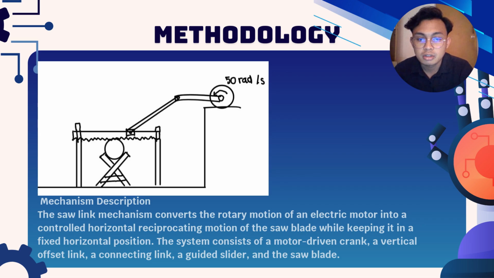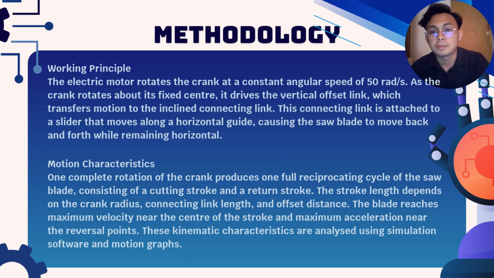First is the mechanism description. The sawing mechanism converts the rotary motion of an electric motor into a controlled horizontal reciprocating motion of the saw blade while keeping it in a fixed horizontal position. The system consists of a motor-driven crank, a vertical offset link, a connecting link, a guided slider, and the saw blade.